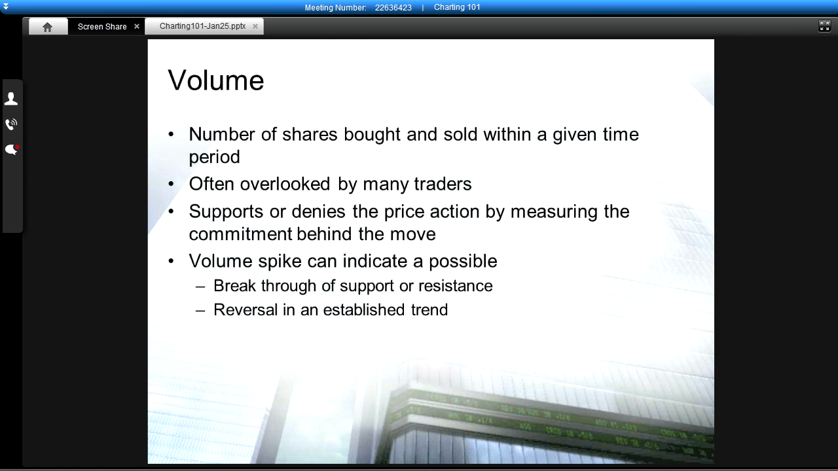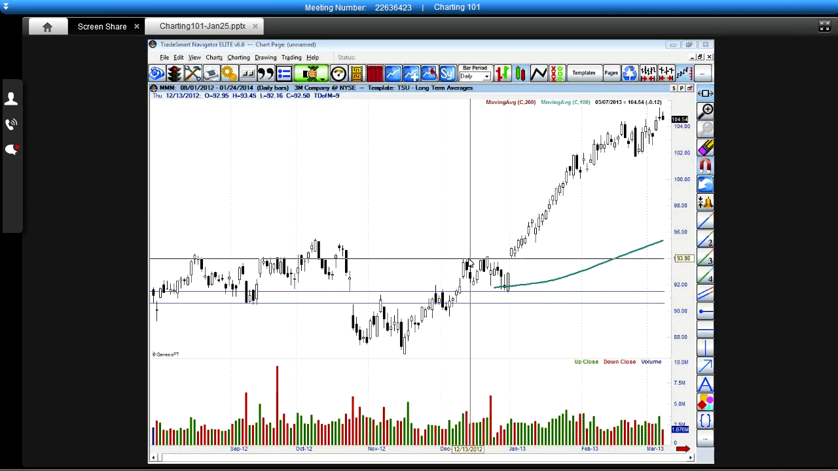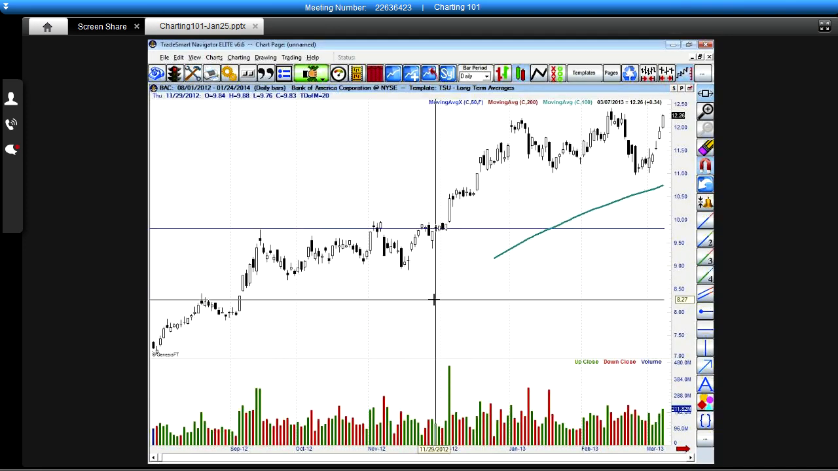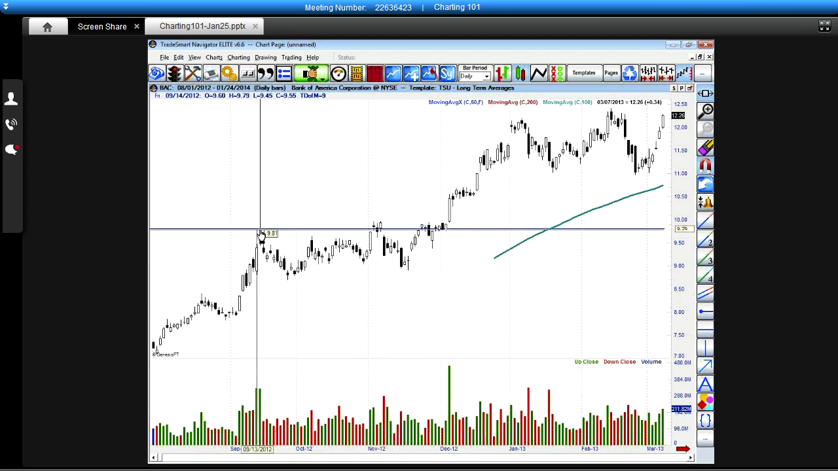Volume spikes themselves can indicate possible breakthrough of support or resistance, or it can also signify a reversal in an established trend. And just to show an example here, we go back to the support and resistance line. I already drew a resistance line here back in September of 2012. You see it hits it, broke through a little bit, but didn't really break through and fell back down. Tried it again, and then all of a sudden it finally broke through.